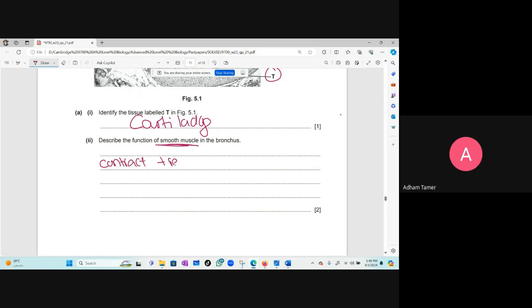The diameter of the bronchus. Very good. The diameter of the bronchus, and the bronchus, what moves into the bronchus? The amount of what will be controlled? Air. The amount of air.